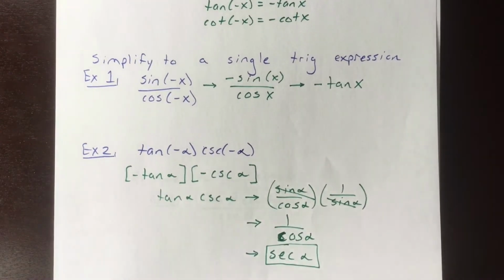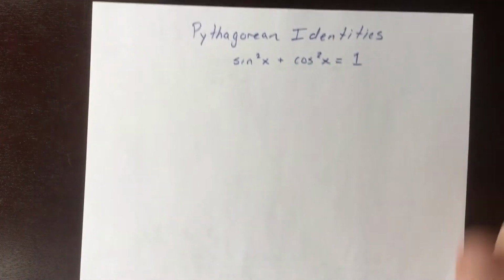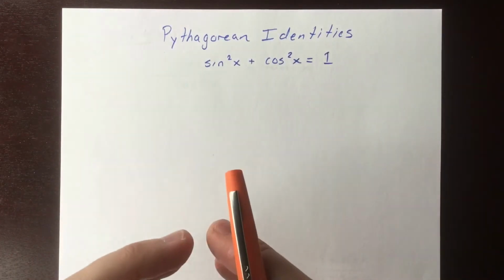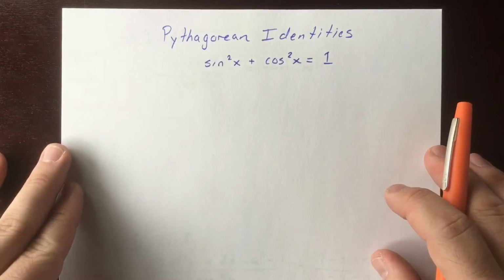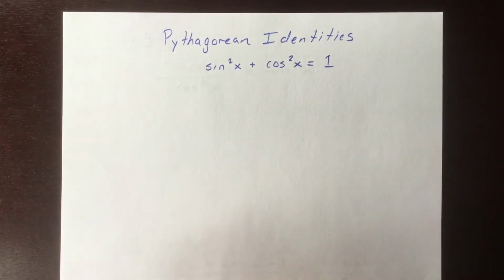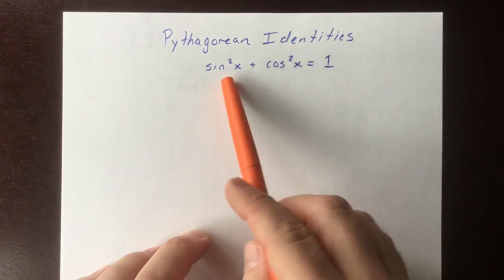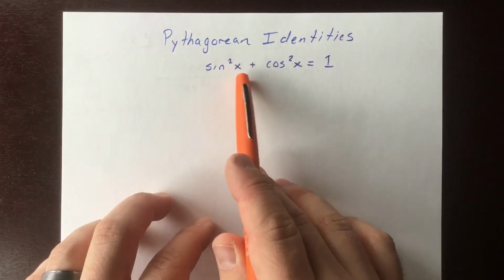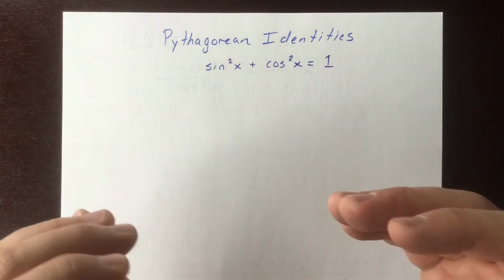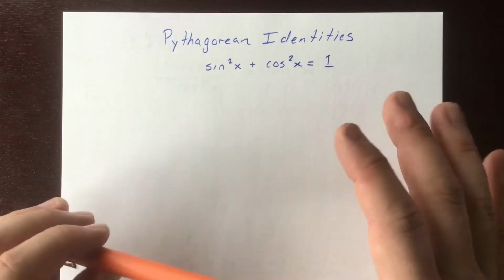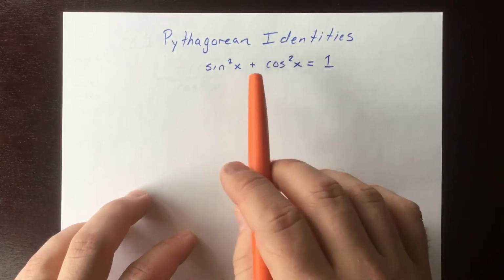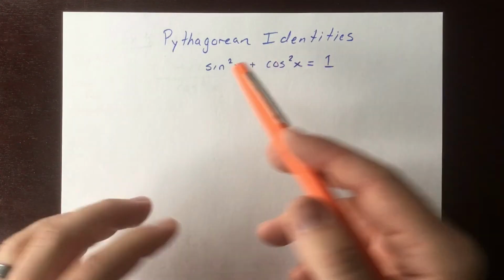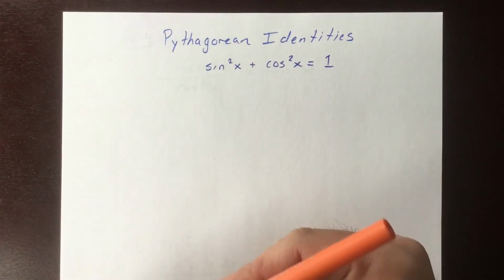So let's look at our second identity. Probably my favorite identity out of this whole entire unit. It is the Pythagorean identity. So it is the basic identity here. Sine squared of x plus cosine squared of x is 1. That's a beautiful thing. I do not have the time to explain where that comes from. So we know sine squared of x plus cosine squared of x is 1.